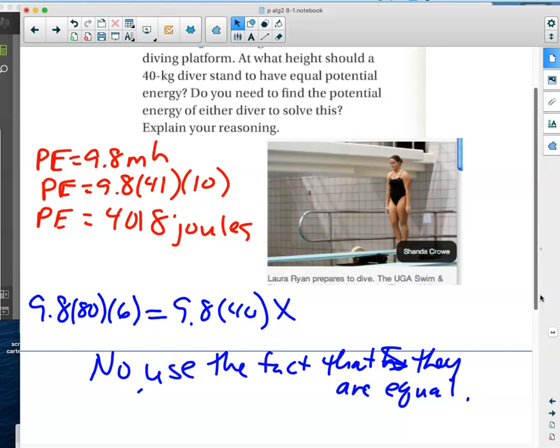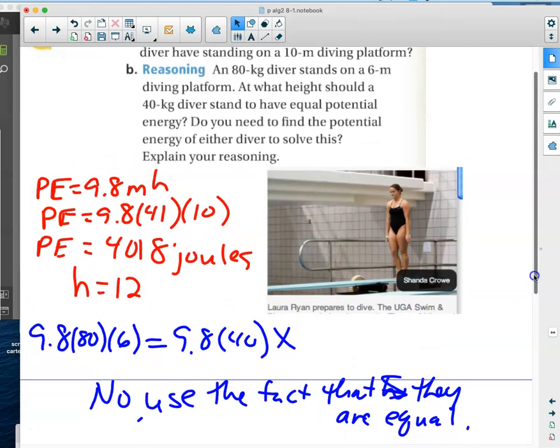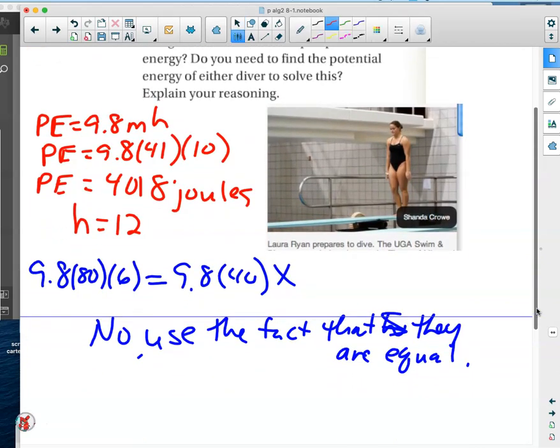So no, use the fact that they're equal. So we could find it. Let me just tell you what it is, because it'd be kind of silly watching me punch it into the calculator. It would be 12. Somebody else already got it? And that was in feet. 6 meters. And there we go. So, only one type of variation uses division. What is it?